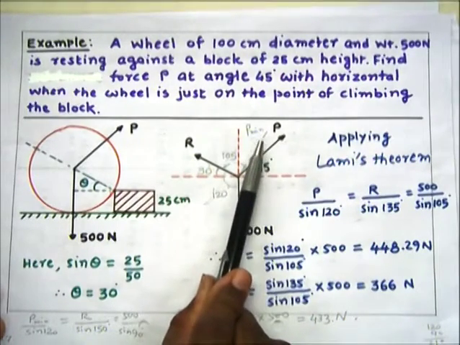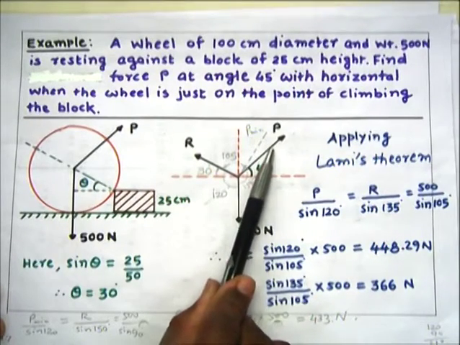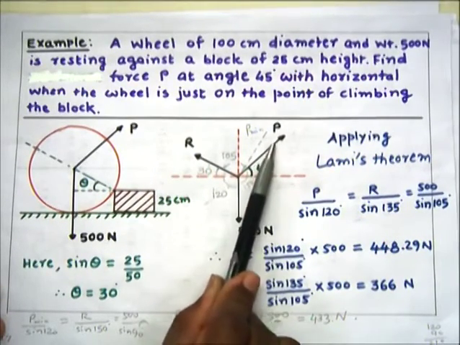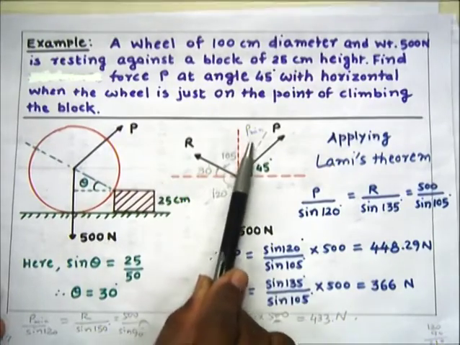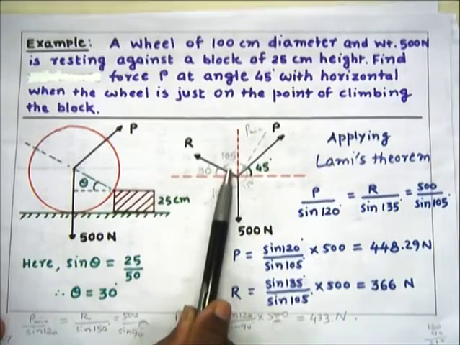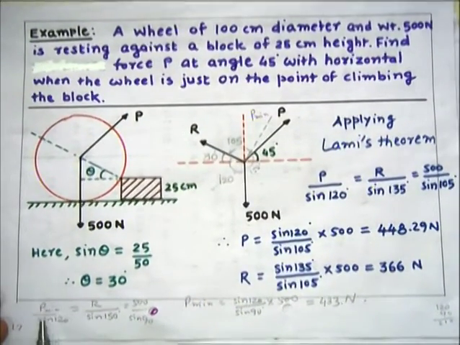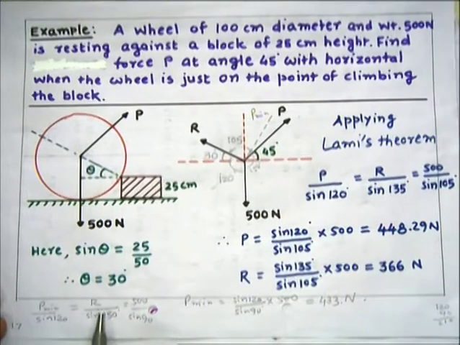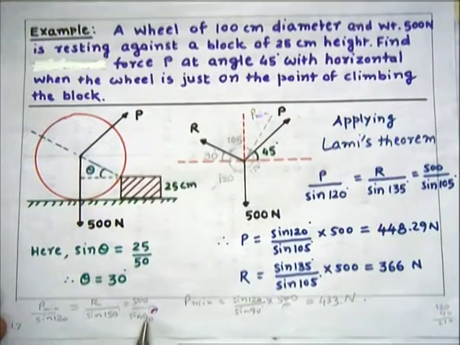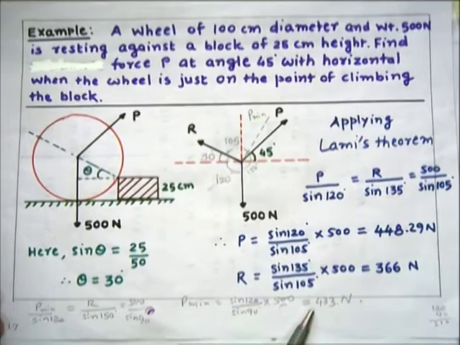Suppose you are asked for the minimum force, then the minimum force will be along this line, which is making an angle of 90 degrees with R. So in that case, applying Lamy's theorem, P minimum divided by sine 120 is equal to R divided by sine 150 is equal to 500 divided by sine 90, and we will get P minimum as 433 Newton.